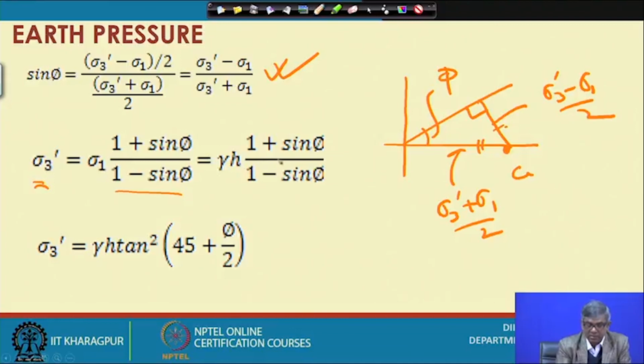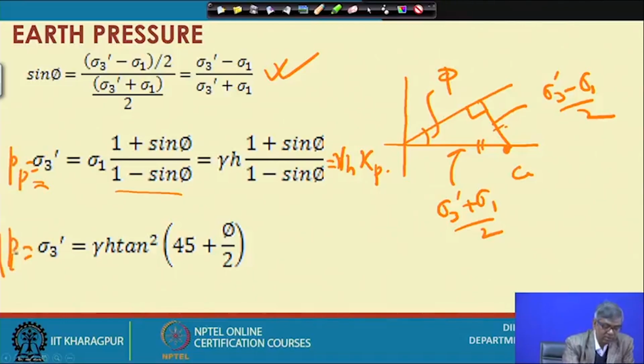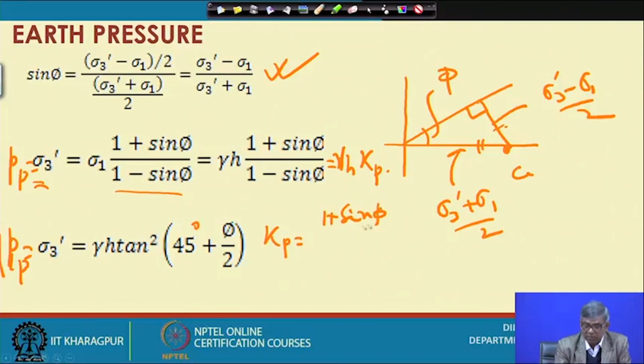So, it is gamma h times 1 plus sin phi by 1 minus sin phi. This can also be written as gamma h Kp. Okay, so this can be written as Pp. So, Pp equals sigma 3 dash, gamma h square tan square 45 plus phi by 2. That means Kp equals 1 plus sin phi by 1 minus sin phi.